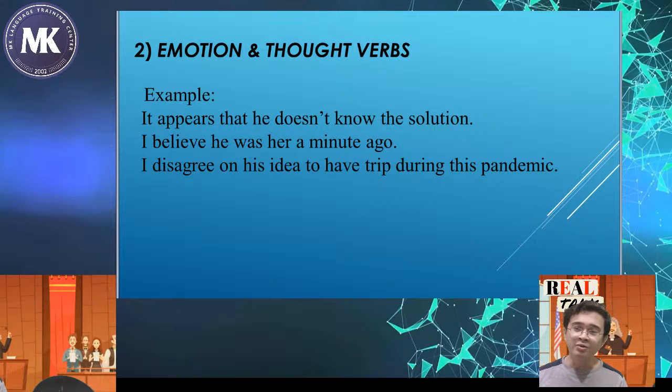I believe he was, oh, I forgot something here a minute ago. Okay, that was my typographical error. And here, I disagree with this idea to have a trip during this pandemic. So commonly, yes, disagree is about our thinking as well. Anyway, guys, these examples of verbs that we can find in these sentences are connected with our emotion and thought. That's why we call them emotion and thought verbs.